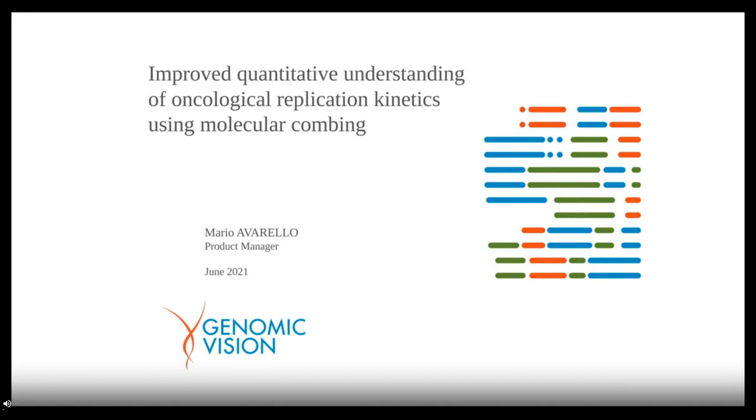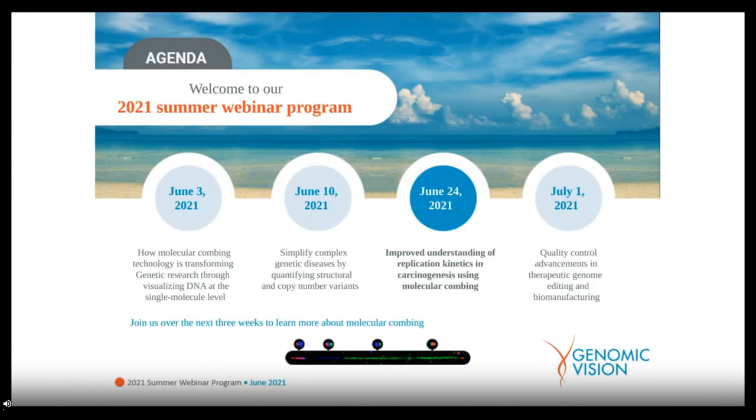And I'm going to discuss the improved quantitative understanding of oncological replication kinetics using our molecular combing technology. This is the third part of our summer webinar program, where in the first part you learned about molecular combing in general and the applications that can be used with it. In the second part we learned how to use molecular combing with our unique genomic Morse codes to make a molecular marker to see large genomic rearrangements.